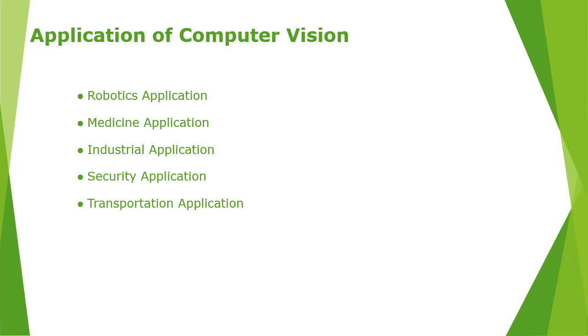Applications of computer vision. Here are some of the domains where computer vision is being applied. Number one, robotics application. This includes things like robot localization, navigation, obstacle avoidance, and human-robot interaction, which helps robots interact with people. And this domain includes things like classification and detection of illnesses, human organ reconstruction, and vision-guided robotics surgery.